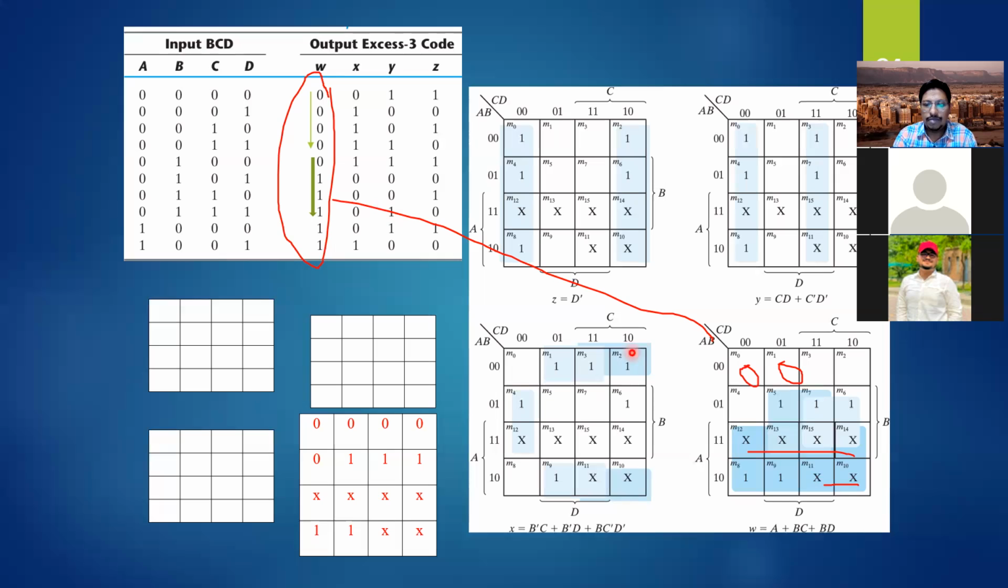And when I have them like this, I will group these two together. I can group this one with one of the don't cares, and I can group these two bits here with two of the don't cares here. And at the end of the day, I will get this result. Similarly, if I go for the Y function, which is this one, or I go for the Z function, which is here.